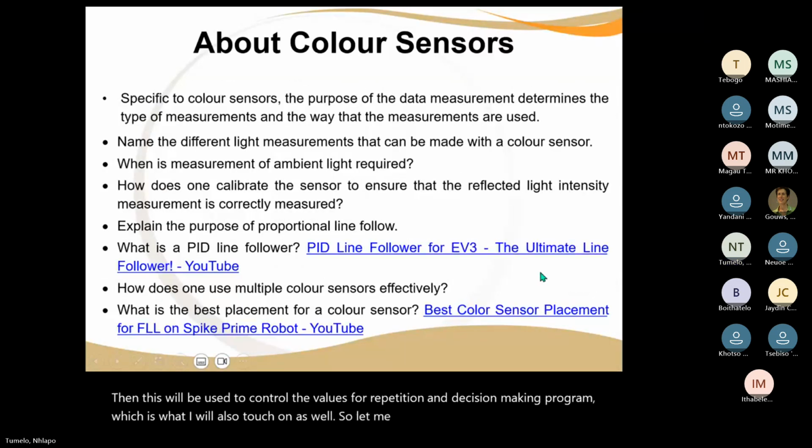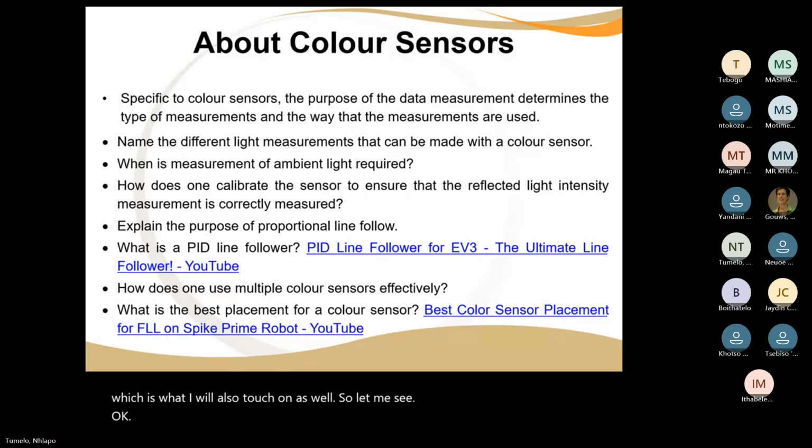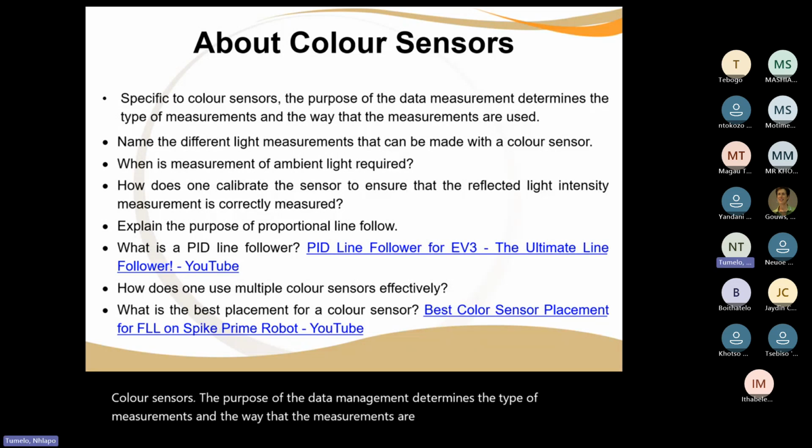Okay. So about the color sensor. The purpose of the data measurement determines the type of measurements and the way that the measurements are used. Here we name the different light measurements that can be made with a color sensor. When is measurement of reflected light required? That's when we answer such questions. And how does one calibrate the sensor to ensure that the reflected light intensity measurement is correctly measured?